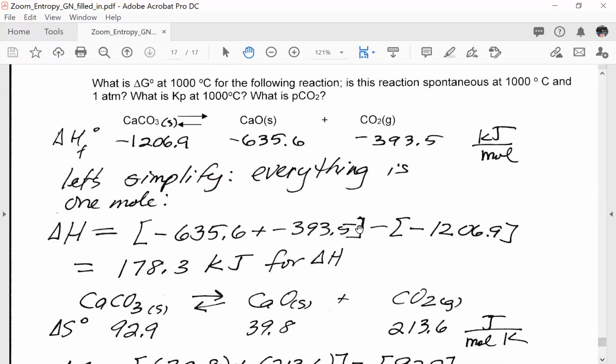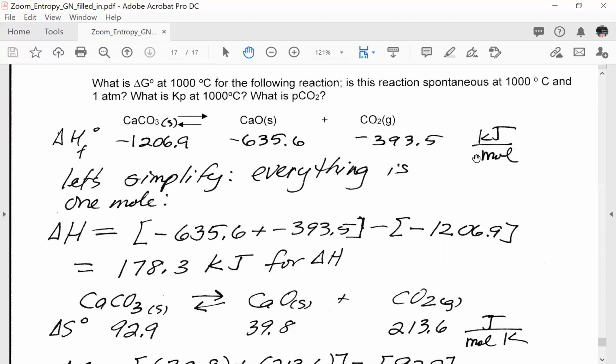Okay, so let's just start by calculating the enthalpy. So we're going to plug in the enthalpy values from our chart, our table. So minus 1206.9, that's for our calcium carbonate. Minus 635.6, that's for our calcium oxide. Minus 393.5, that's for our carbon dioxide. Units are kilojoules per mole.